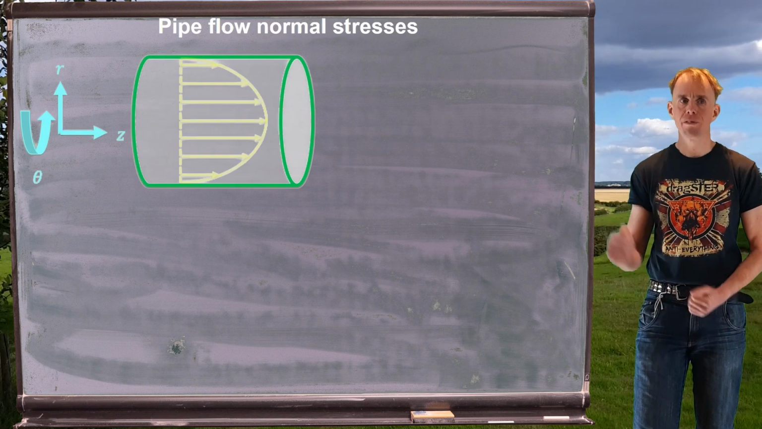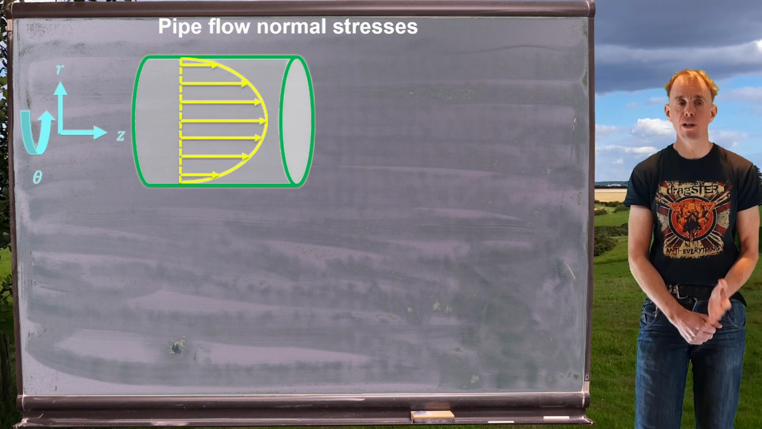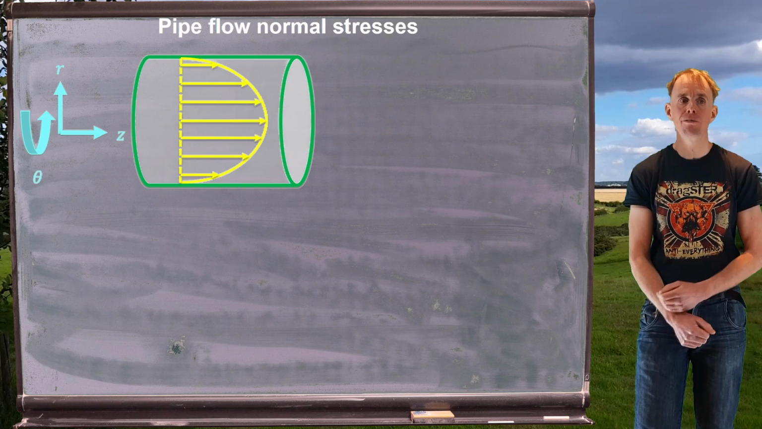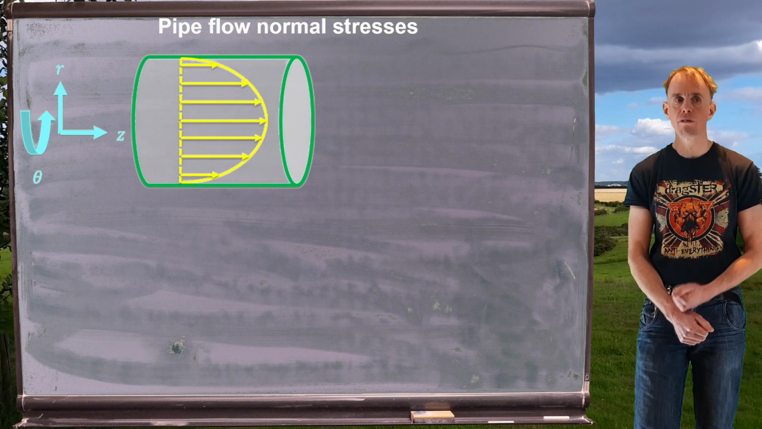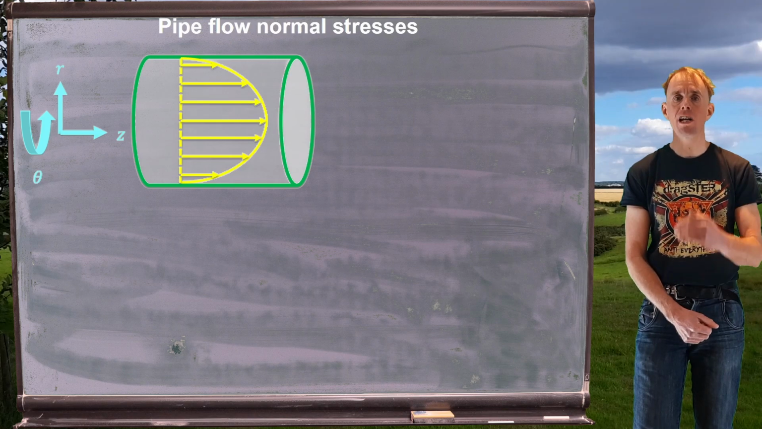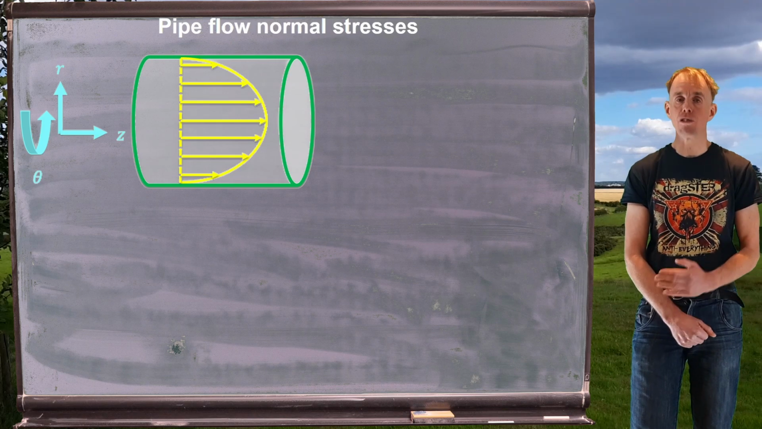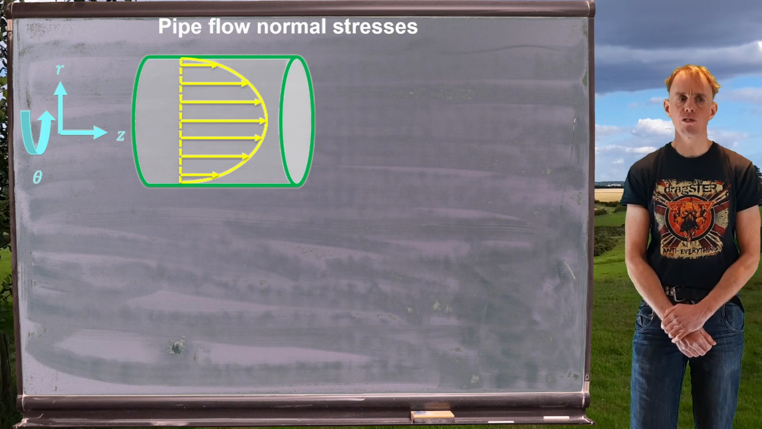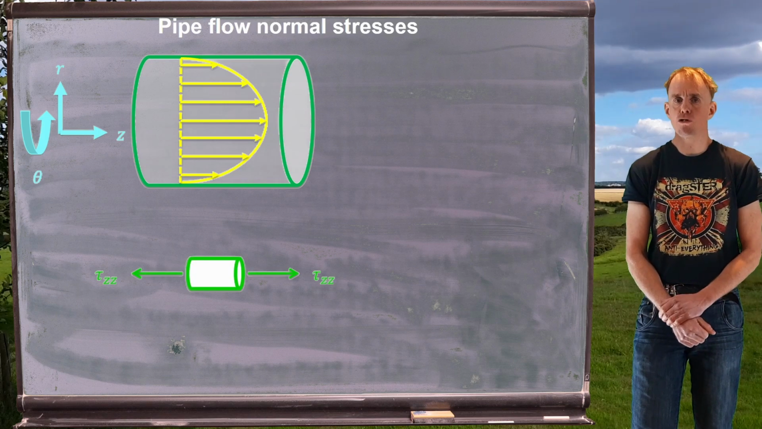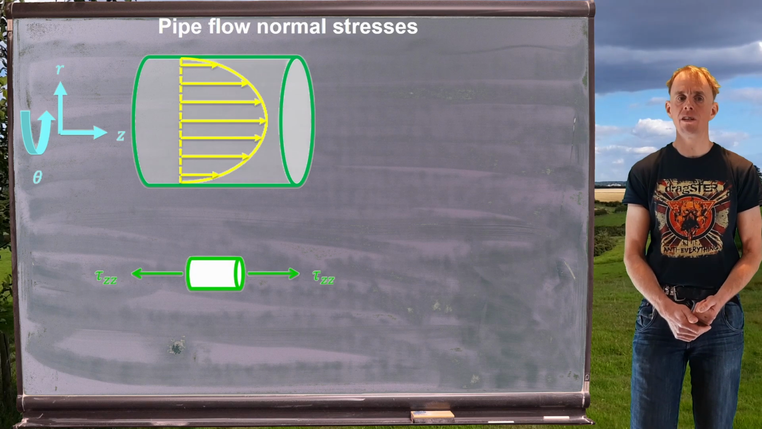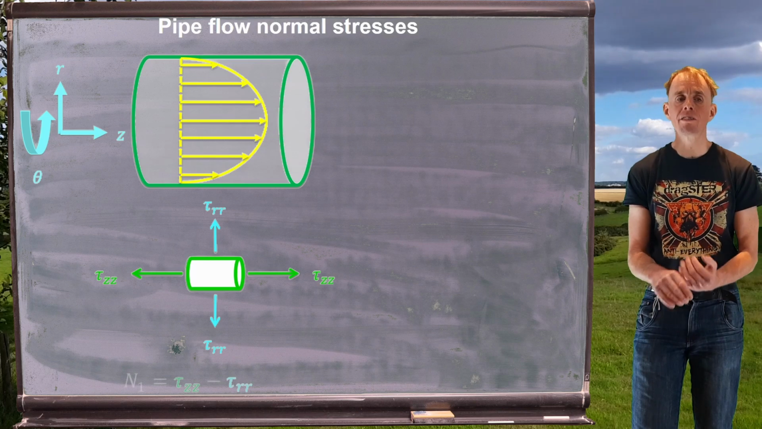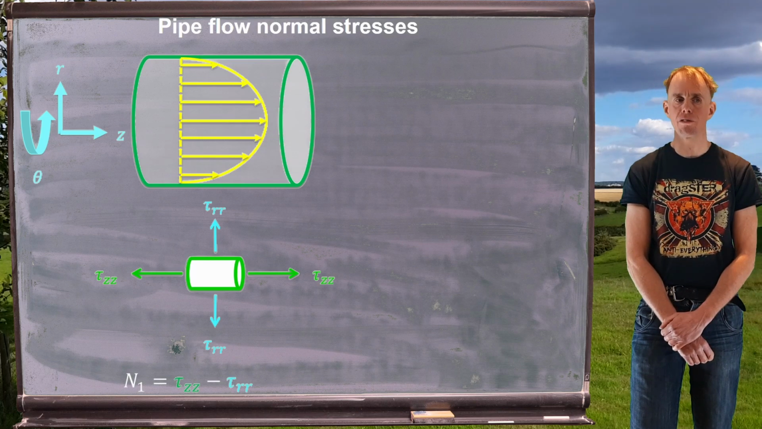So here on the board I've put a sketch of a flow in a pipe. There's my velocity profile, my flow direction is the z direction, and my flow is changing in velocity in the radial direction. That's my gradient direction. So if we think about our first normal stress difference, we've got tau zz minus tau rr, and that's the tension in the streamlines that we've been talking about.